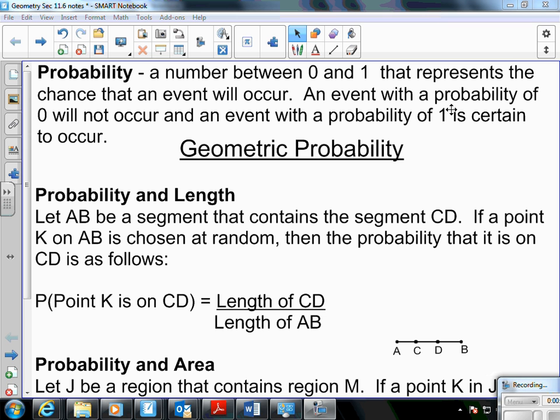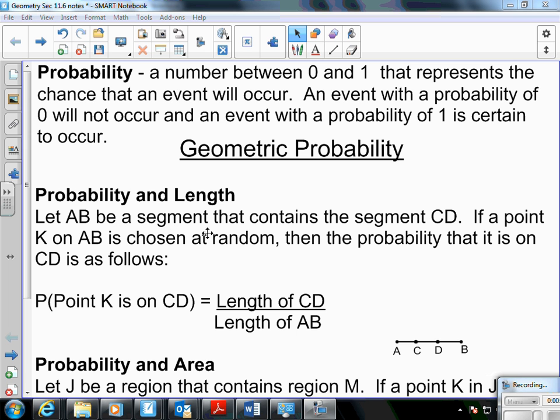So an event with a probability of 0 is one that we would say will not occur, and an event with a probability of 1, we're saying it's certain to occur. So the closer we get to 1, the more certain we are that it's going to occur. The closer it is to 0, the less likely that something is going to occur. So with geometric probability, we can do probability in length.